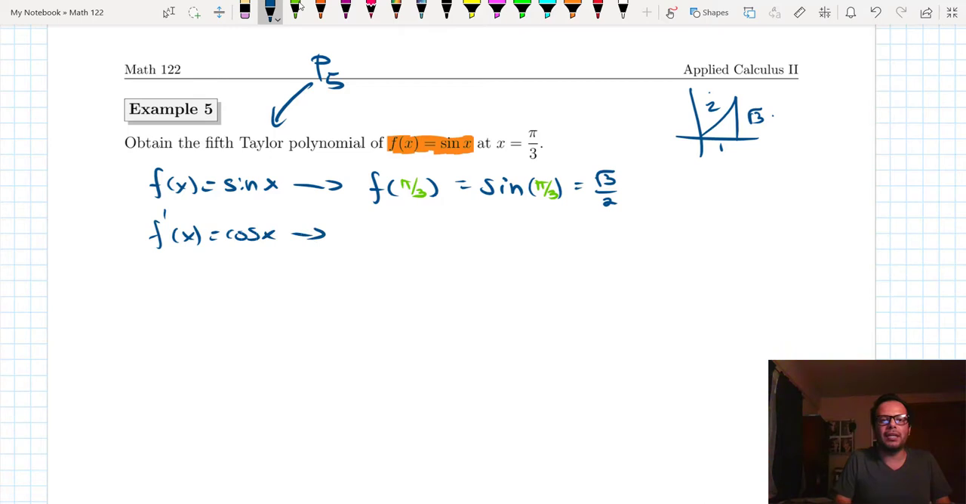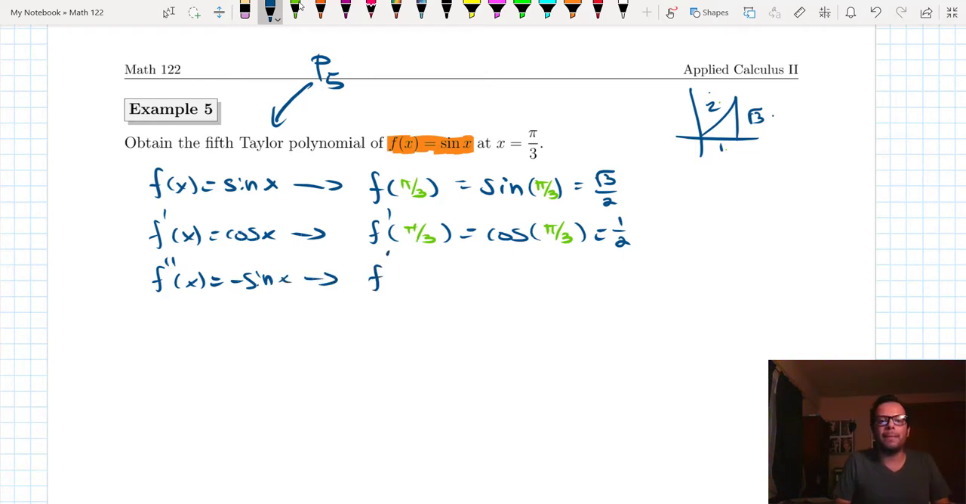Cosine x. And then evaluate the first derivative at pi over 3. So in this case, cosine of pi over 3 is adjacent over hypotenuse, that is 1/2. The second derivative of x is negative sine. The derivative of cosine is negative sine of x. Evaluate the second derivative, which is negative sine, at pi over 3.